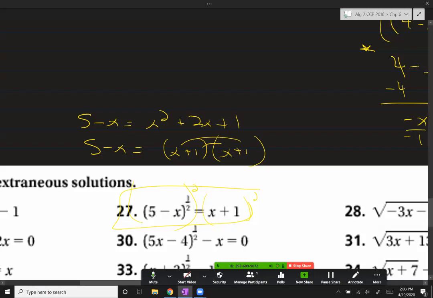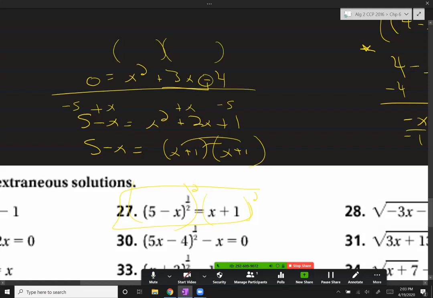We want this to factor. I'm going to add x and subtract 5. Again, working up the page here. X squared plus 3x minus 4. Are there factors of 4? Let's subtract to give you 3. Yes. 4 and 1. I want positive 3, so positive 4 minus 1. Possible solutions: negative 4 and positive 1.